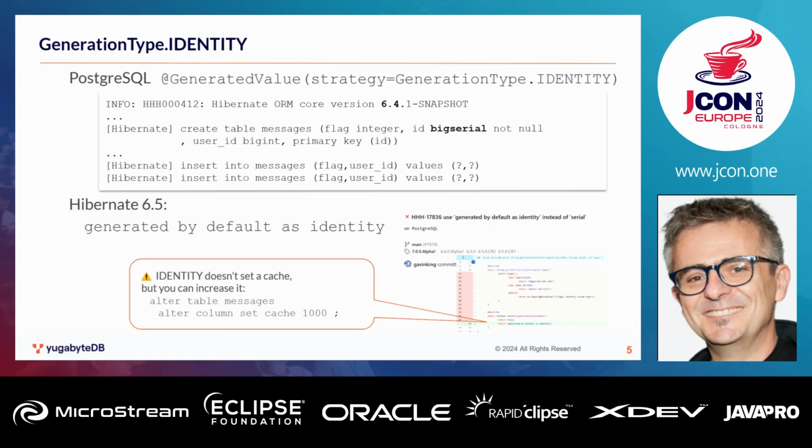So if you use that identity, probably you want a cache within the database, at least, so that each time it doesn't have to increment the value. And you cannot do that from Hibernate. You can do that if you go to the sequence, alter the sequence, or alter the column when it is defined as identity, and set a cache.